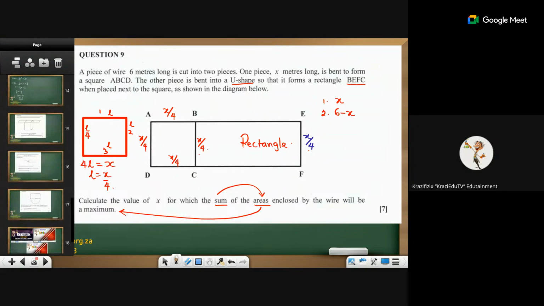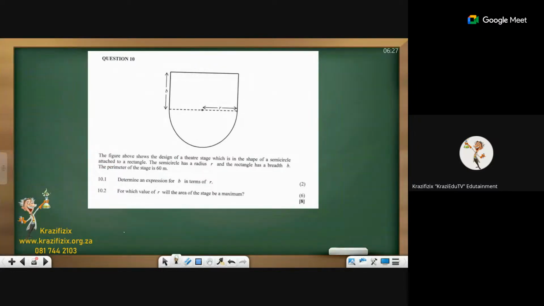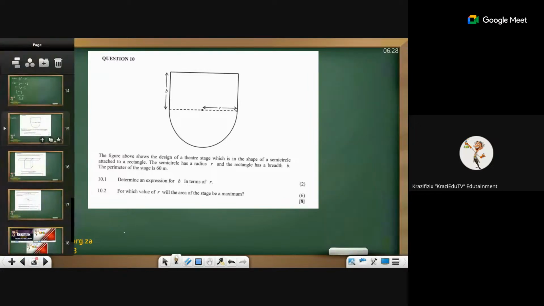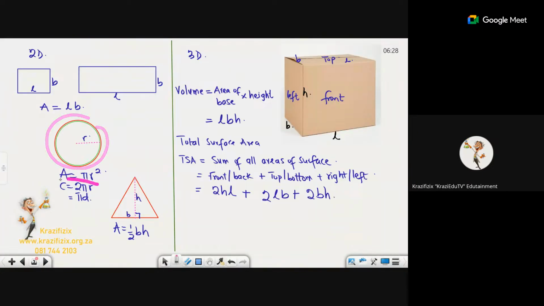Let's try this one quickly. The above shows the design of a theater stage, which is in the shape of a semicircle of radius R and a rectangle. The perimeter of the stage. When we talk about the perimeter, let me quickly add it to that page, and you can also go back and look at the circle and the perimeter.